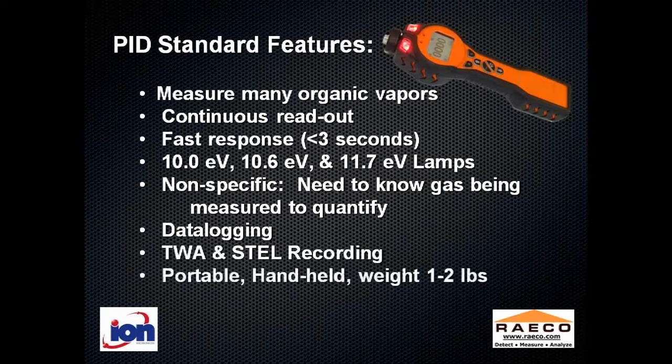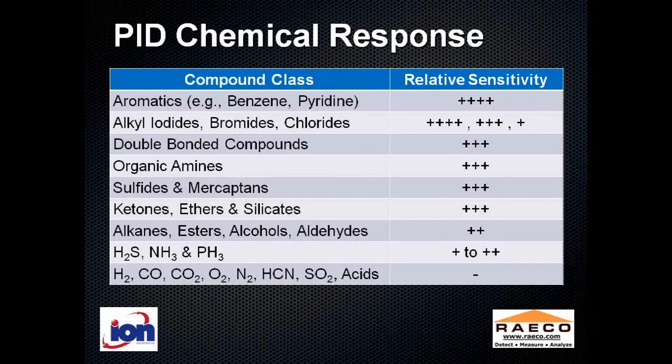Once again, I'm talking about portable handheld instruments weighing typically 1 to 2 pounds, perhaps at the most. So those are your standard features. Now, what does it respond to? Aromatics, benzene, BTEX, toluene, those are amongst the most sensitive compounds. Iodine-containing compounds like methyl iodide, that's now being used as a fumigant, and methyl bromide, those are fairly sensitive components.